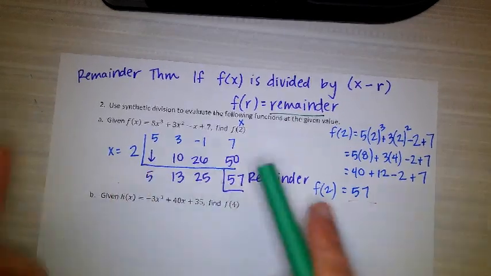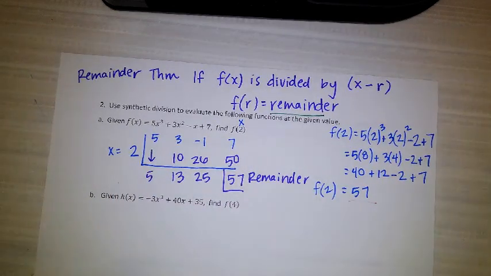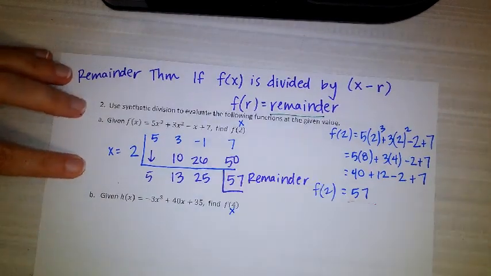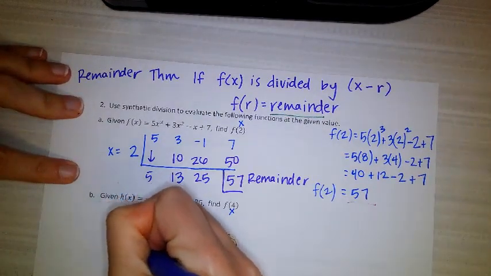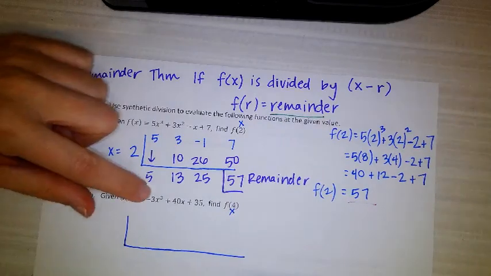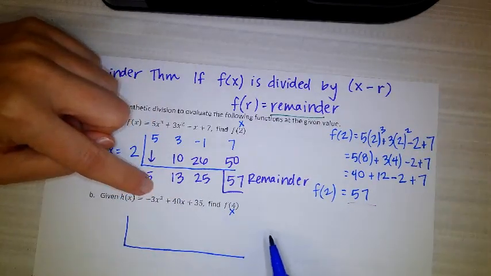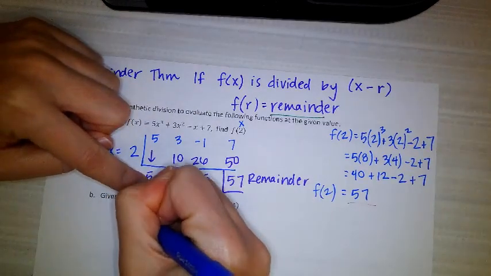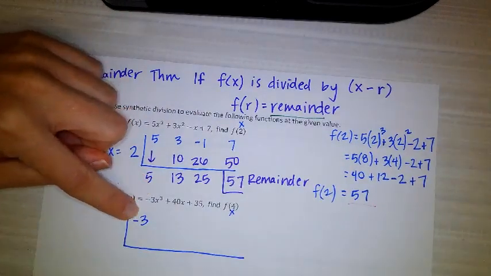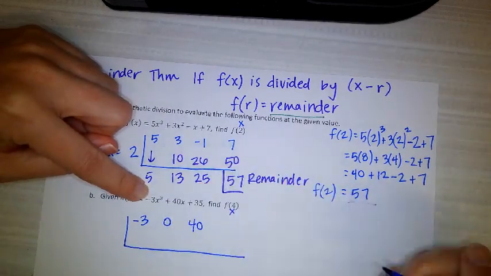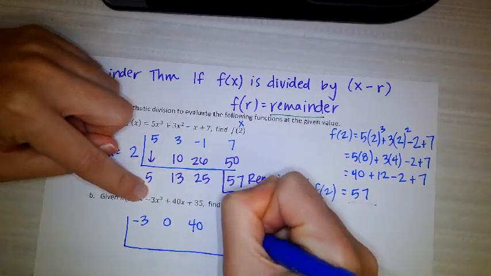So let's try another one. We're given an x value of 4. And this problem looks short, right? It's a trinomial, but it's cubic. So be careful. It's missing an x squared. So negative 3x cubed, there's no x squared, 40x, and 35. And then the x value of 4.